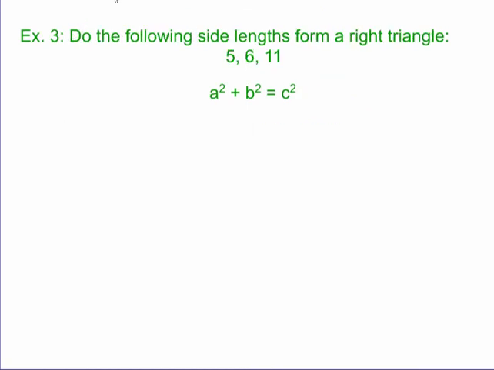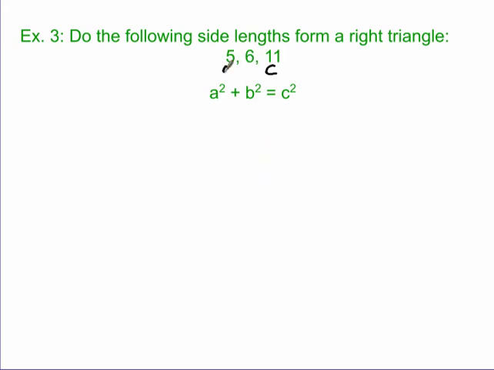All right, let's take a look at a third example. It says, do the following side lengths form a right triangle? And I've got 5, 6, and 11. All right, so if they form a right triangle, then I know that if I take A squared and add it to B squared, I should get C squared. So which of these side lengths have to be A, B, and C? Let's start by coming up with C. C always has to be the biggest one. So in this case, 11 is my C.